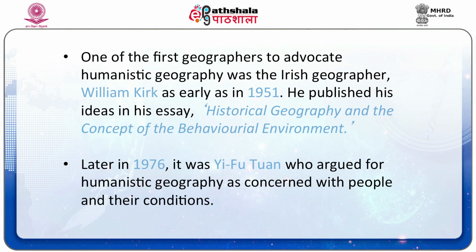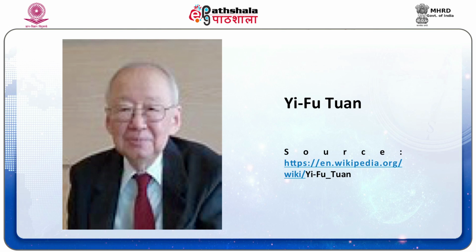One of the first geographers to advocate humanistic geography was the Irish geographer William Kirk as early as 1951. He published his ideas in his essay Historical Geography and the Concept of Behavioral Environment. But perhaps the time was not appropriate, since by then geography was greatly inspired by the positivist tradition to initiate the quantitative revolution.